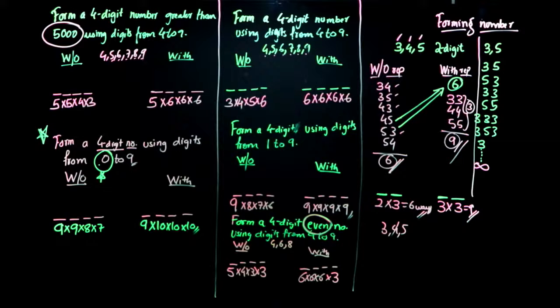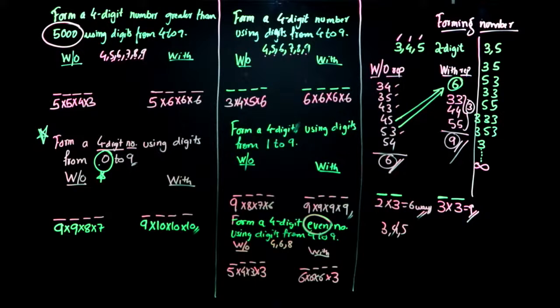Without repetition, how many numbers do we have? 4 to 9, Sri Lakshmi. We have 6 numbers. Listen to me carefully, Sri Lakshmi. How many numbers do we have from 4 to 9? We have 6 numbers. Now, in how many different ways can I fill the units place? I can fill it in 3 different ways, either using a 4 or a 6 or an 8.